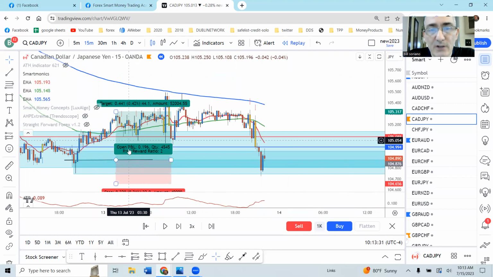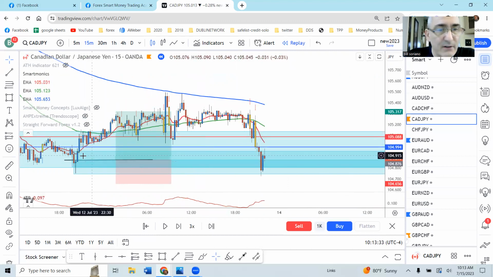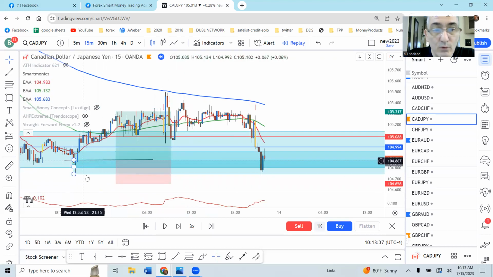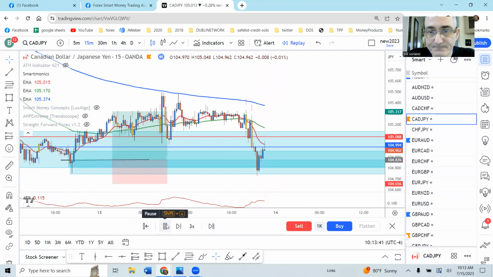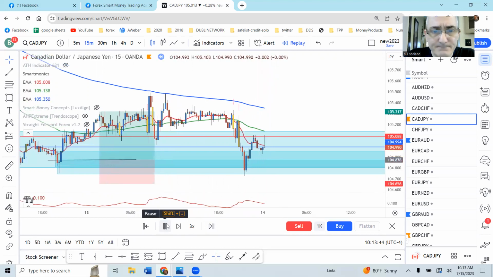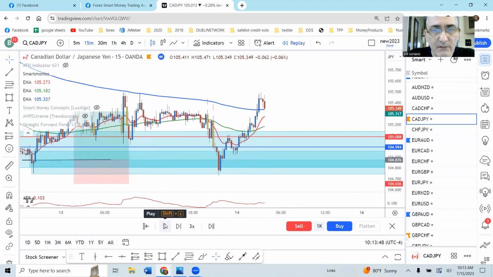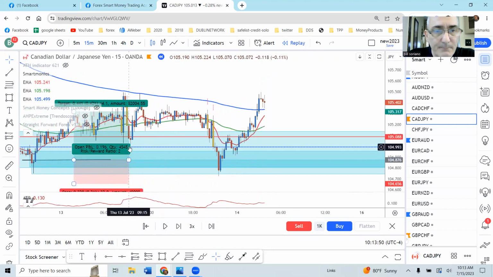So we got our break of structure, we got our change of character, we identified our order block to set our buy limit, and we got into this trade. Now let's see what happens here. Right, there it goes, and right there, price moves up.